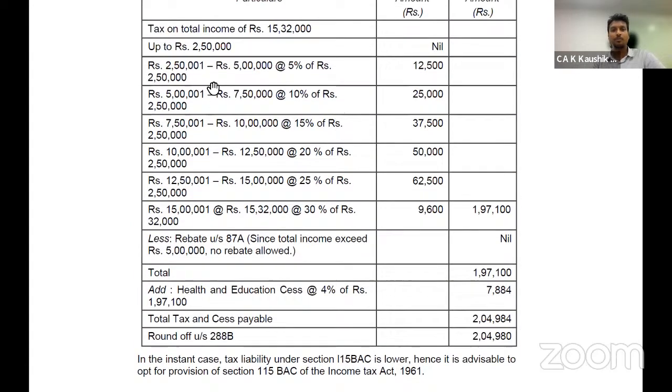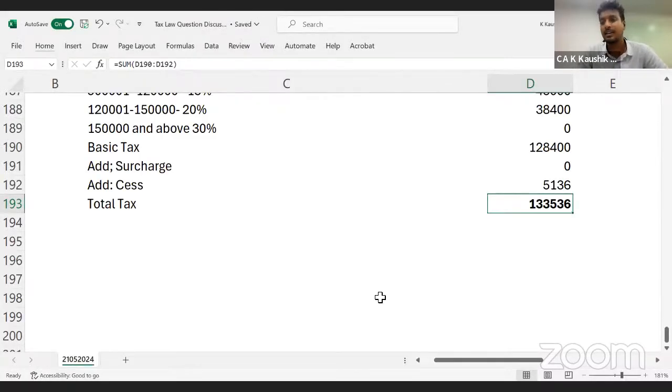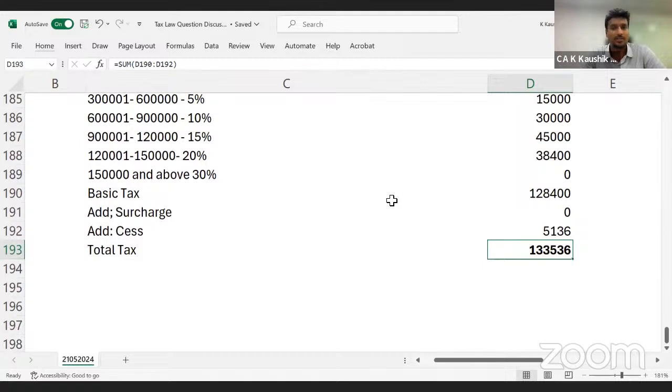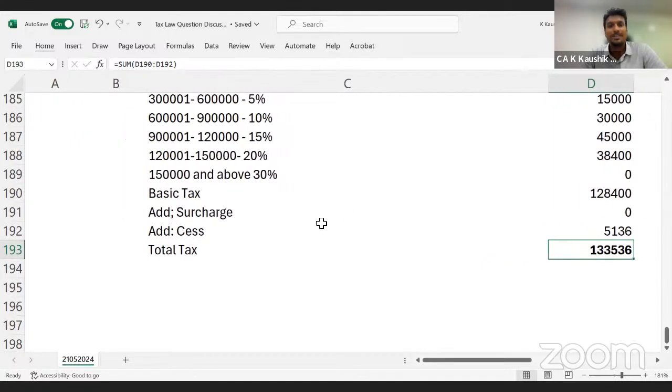So even if you solve from previous slab rates, the same thing. Now also you are getting the same benefit, that the tax liability under Section 115 BAC is lesser. Thereby, you can go ahead with 115 BAC option, that is new regime, without claiming the benefit of deductions. So thereby, we come to the end of question number 3. Now moving to question number 4.